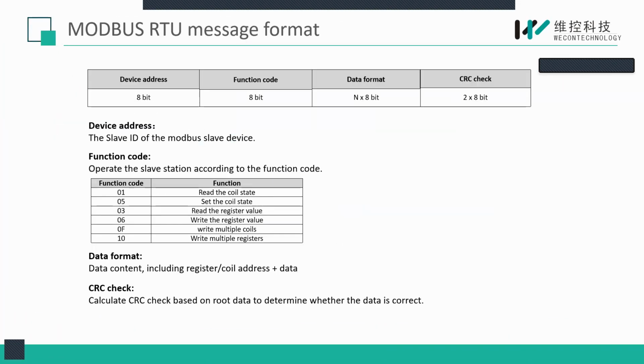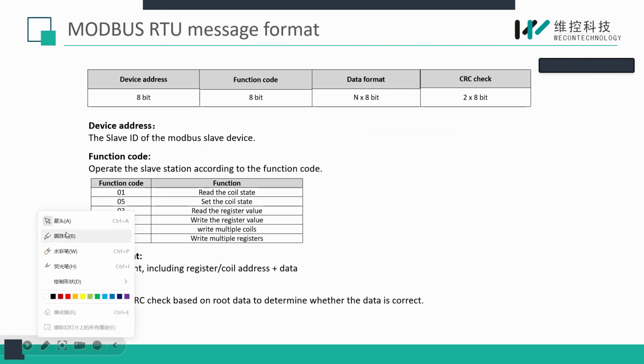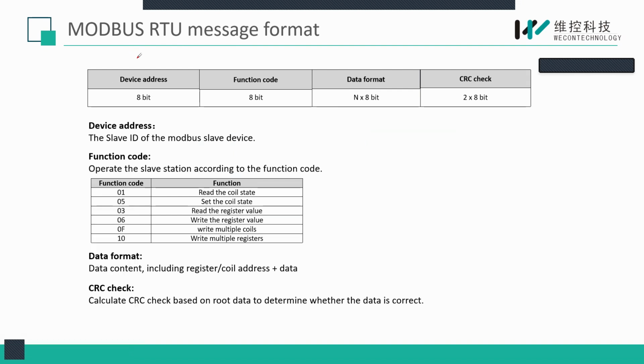So the first part of the first topic, I want to introduce the Modbus message format. In one message, we always have these four parts. The device address is the slave ID of the Modbus slave, such as 01 means we communicate with slave 1, and 02 means slave 2. So this is the device address.